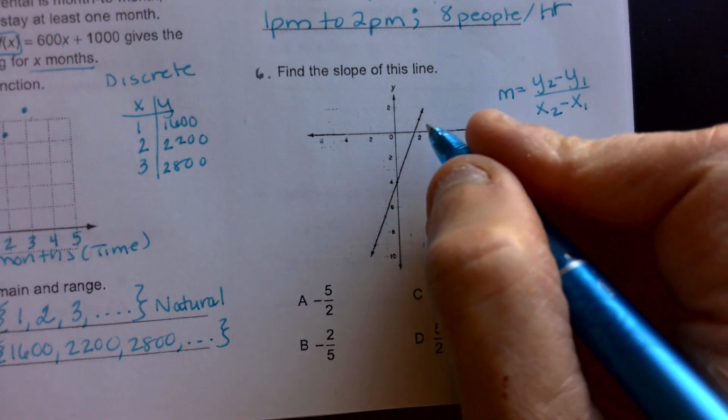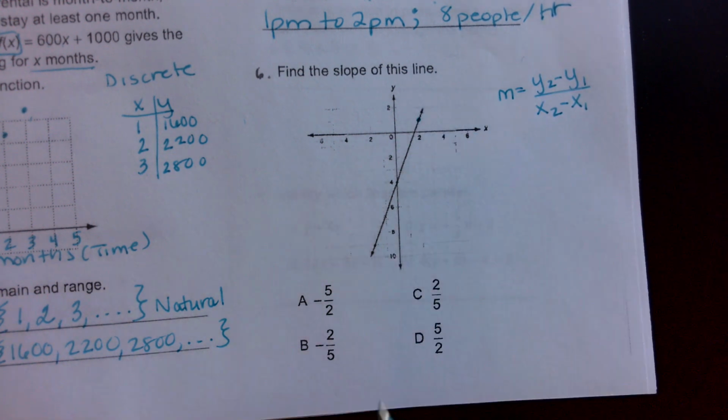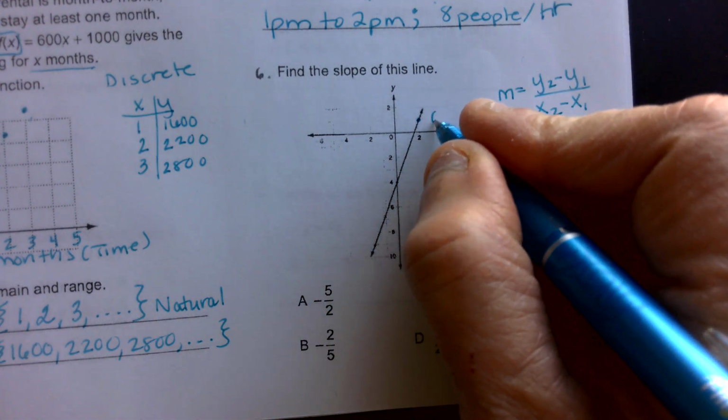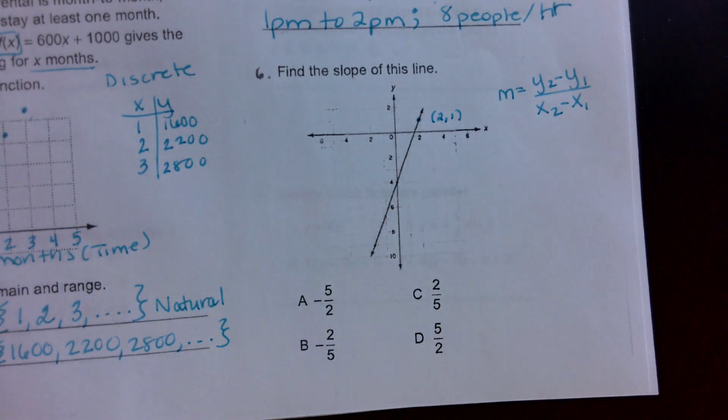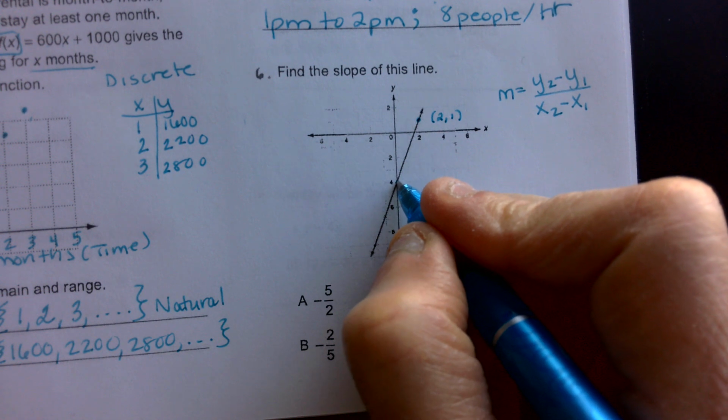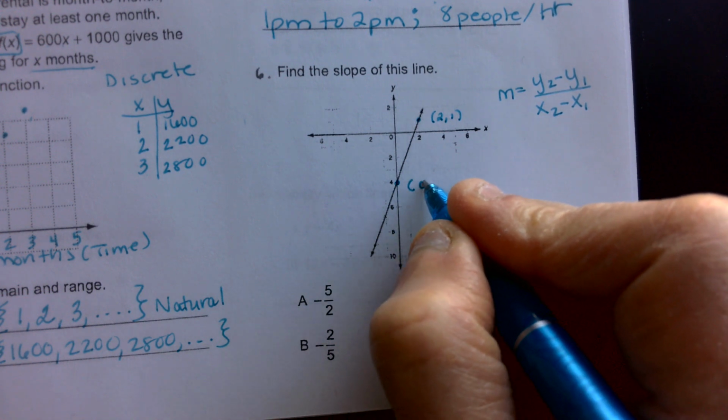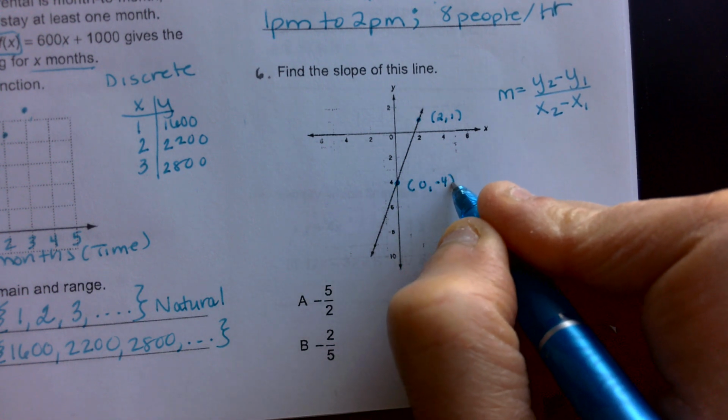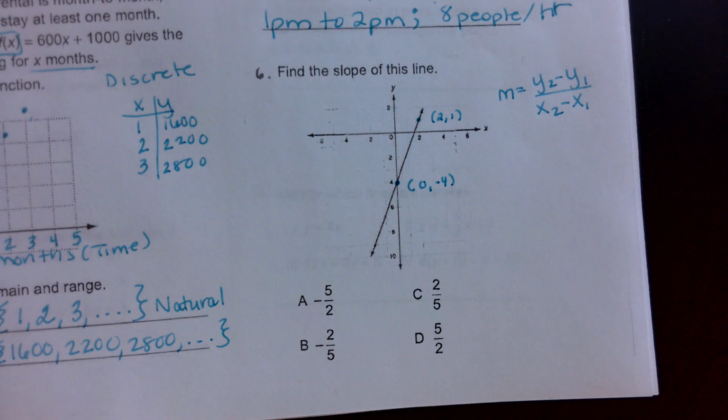Change in y over change in x. Make sure you don't flip it. So let's find out. They give you a dot right here. It's kind of hard to see on my graph. I think that is 2, 1. And then they give you another dot right here, which is 0, negative 4.